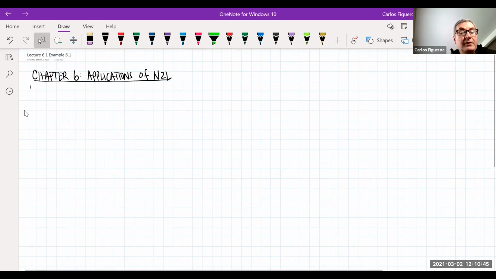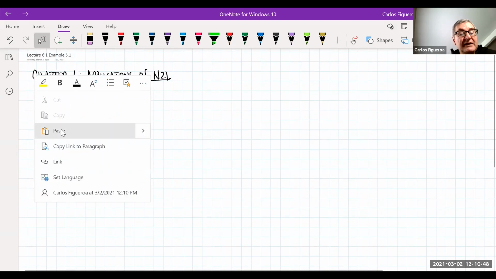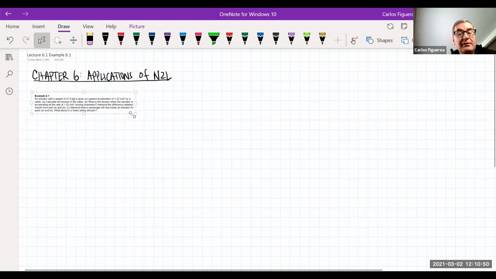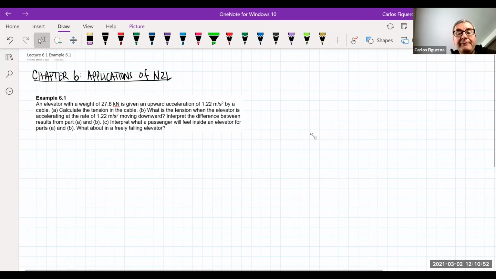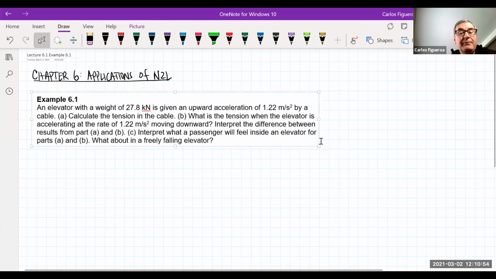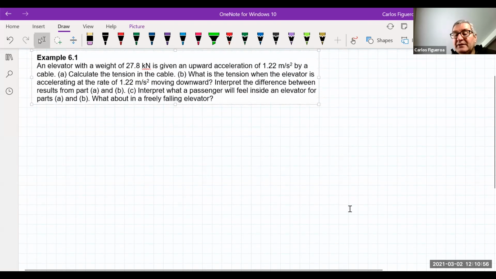So here we go. We're going to apply Newton's second law to this example here. There's a lot in this example. Okay, there's a lot in this example. So let's see if I can do a good job on this thing here. What we want to do is look at this thing carefully now.